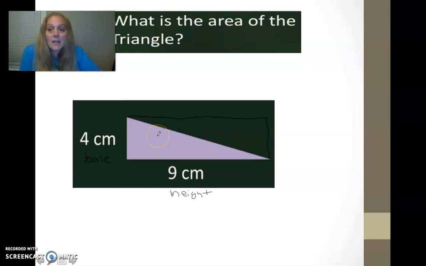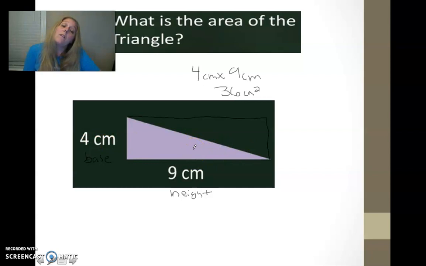So the same concept applies. We're not going to change what we've been doing. We're just going to do the same strategy. So what are we going to have to do? We're going to have to do our base times our height. So we're going to do 4 centimeters times 9 centimeters. And 4 centimeters times 9 centimeters is going to be 36 centimeters squared. Now remember, that's not the area of the right triangle though. That's the area of the entire rectangle.